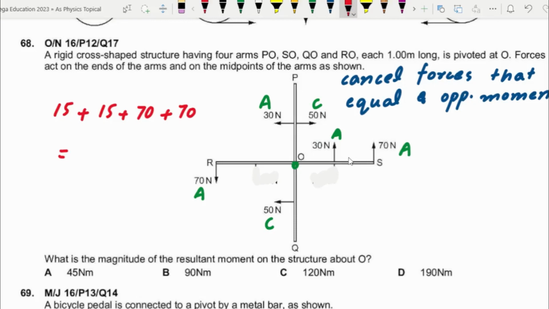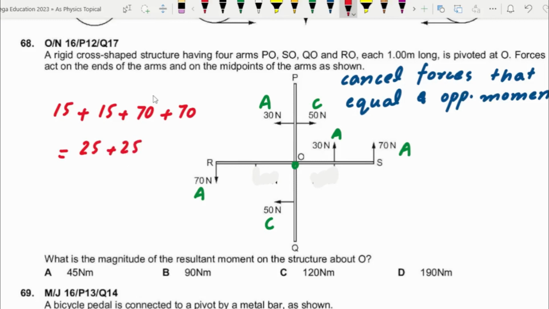So that is all from the anti-clockwise side. What do we have on the clockwise side? One of the forces that you have clockwise is 50, and the other one is also 50, and they are 0.5 meters away from the pivot. So 50 times 0.5 would be 25 for the upper one, and likewise 25 for the lower one.